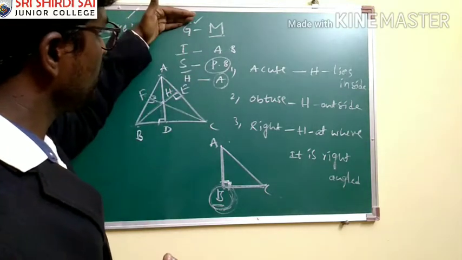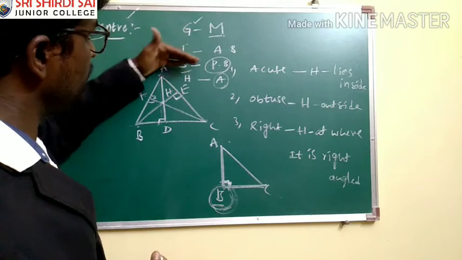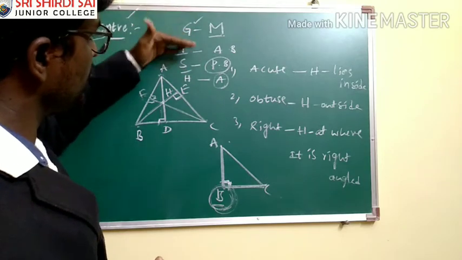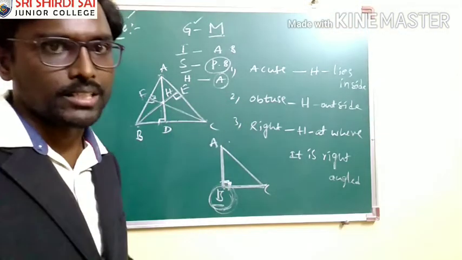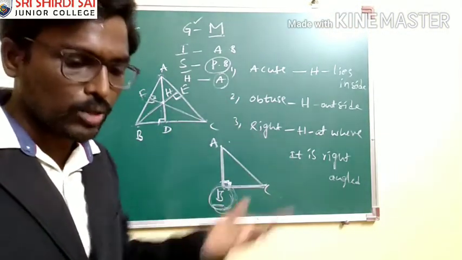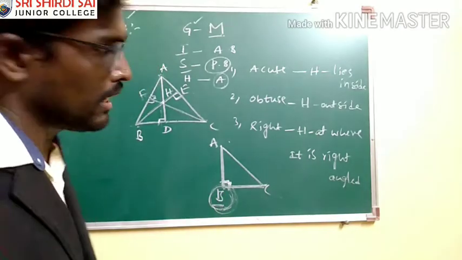Centroid, incenter, circumcenter and orthocenter. These are the four different types of centers we have learned so far. Now let's see what is the excenter of the triangle.